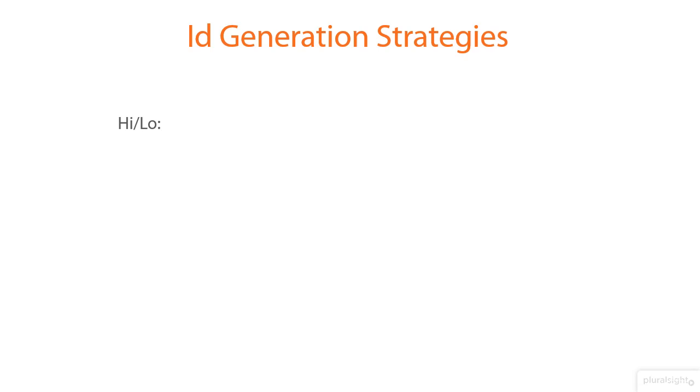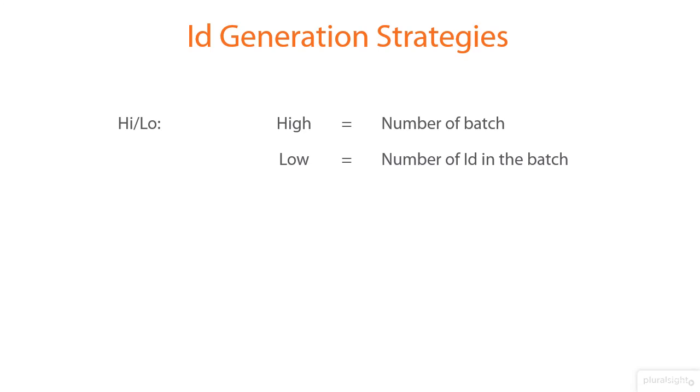The idea behind this algorithm is that you can devote to the client not just a single ID, but a whole batch of identifiers at once, which then can be distributed among new entities. This is usually done by having two numbers, high and low. High is the number of the batch, whereas low is the number of identifier in that batch. High numbers are stored in the database.